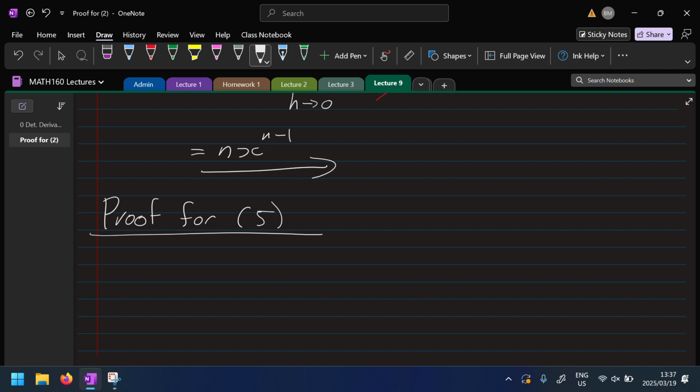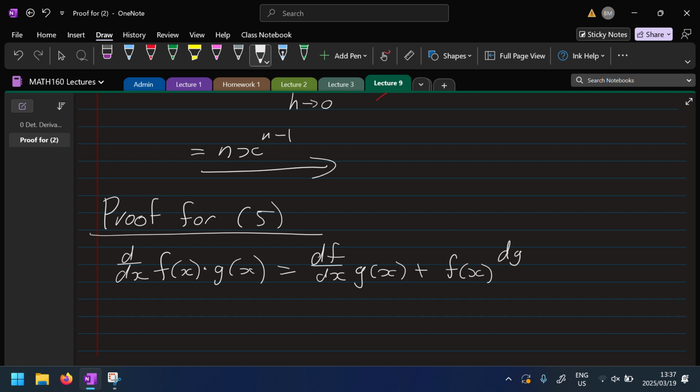So number 5, that was the product rule. What we want to show is that the derivative of a product can be written as the derivative of the first one, leave the second one alone. So it will be df/dx times g, plus then we leave the first one alone and take the derivative of the second. Yeah, so that's the goal.